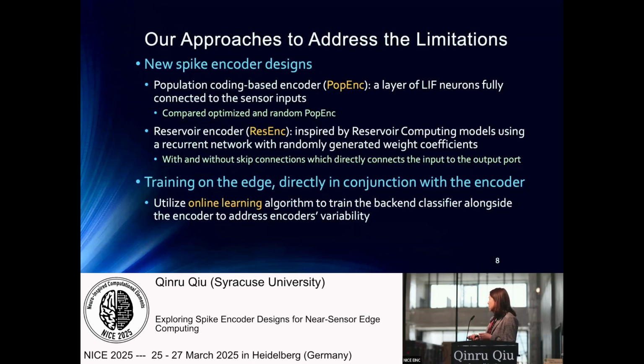The second type of encoder is the reservoir encoder, which is inspired by the reservoir computing model. And then we enhance this reservoir encoder by adding skip connections. We also train the encoder together with the back-end classifier so that the classifier can adapt to the encoder.